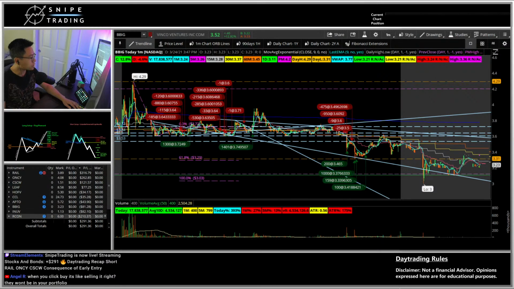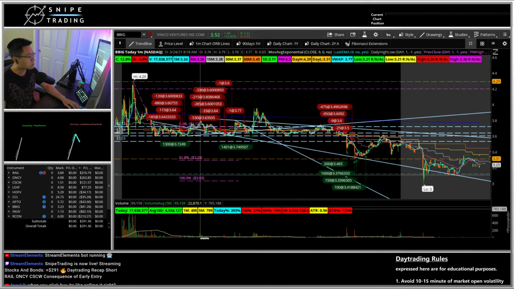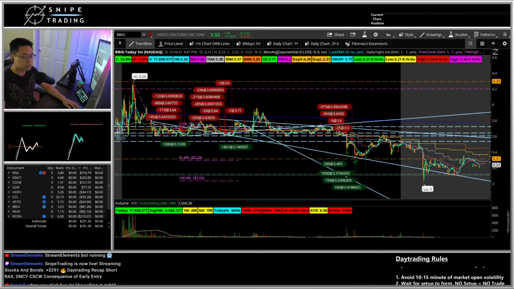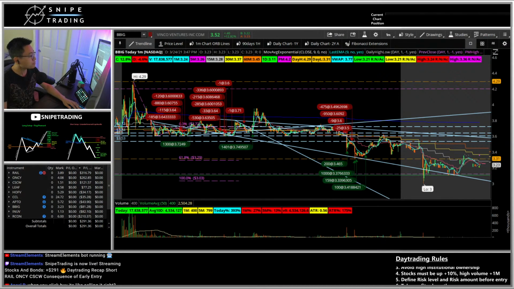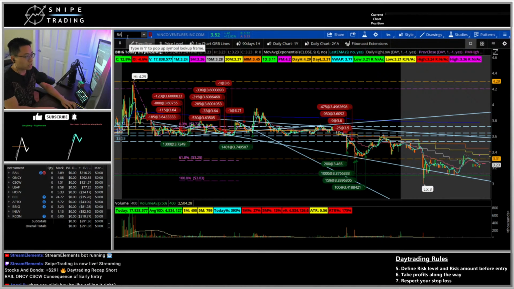I kind of overtraded today. Took a few trades, but let's start from the top. The topic for today would be consequences of early entries. So you'll see examples of why they're bad, and try to avoid those. I'll start from the top here, which is RAIL.